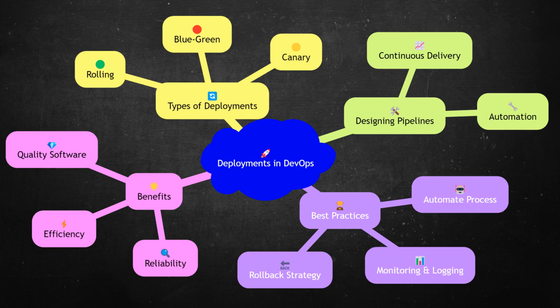Key best practices include automating the deployment process, incorporating monitoring and logging, and having a well-defined rollback strategy. By following these best practices, organizations can ensure successful deployments and deliver high-quality software to their users.